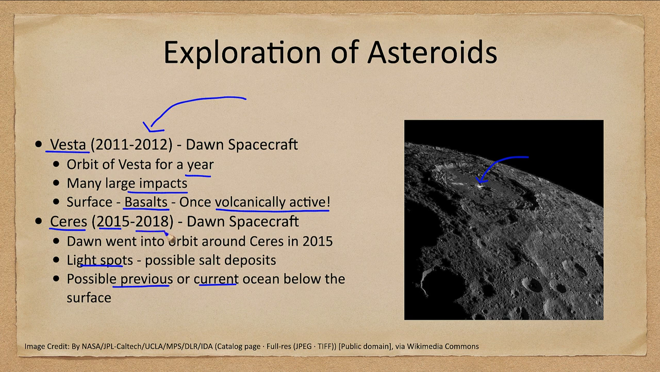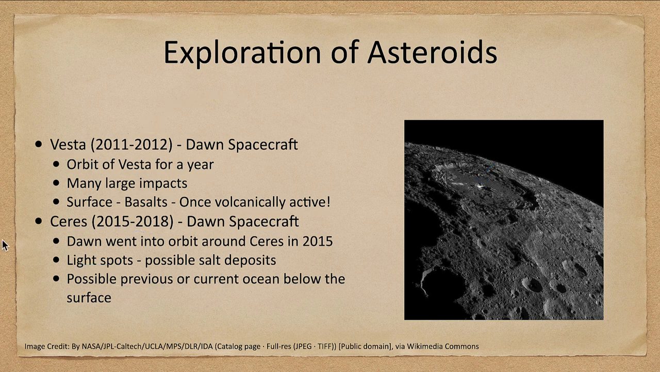The Dawn mission ended in 2018 when the craft ran out of fuel and is no longer able to keep its antenna pointed toward Earth. So it's still there, still orbiting Ceres, but is unable to communicate with Earth.